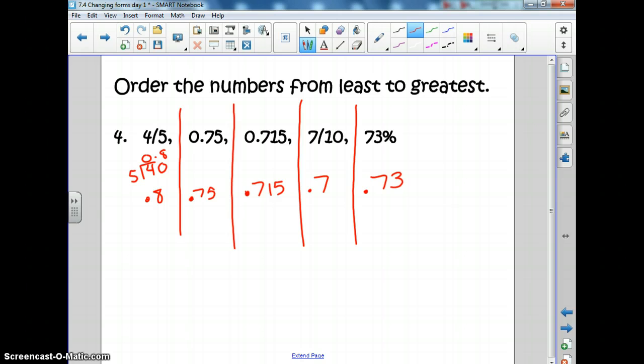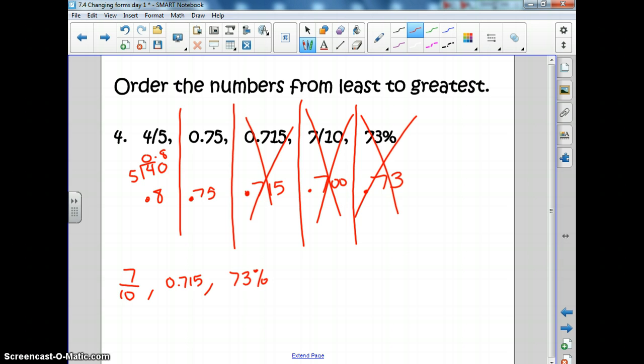Well, which one's the smallest one? 0.7, because this would be like 0.700, right? So that's the smallest one. So 7/10 would become first over here. That one's done. What's the next one? 0.715 would be next. And then we move on to the next one. 73%. And then we move over here, 0.75. And then the last one we have left was 4/5, or 0.8.